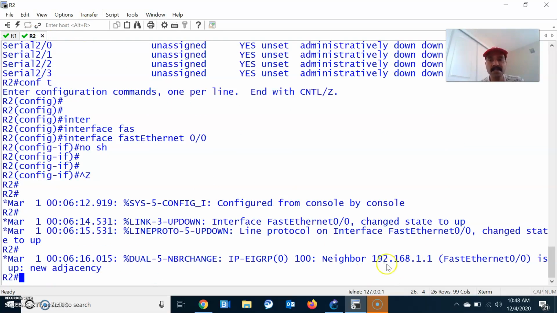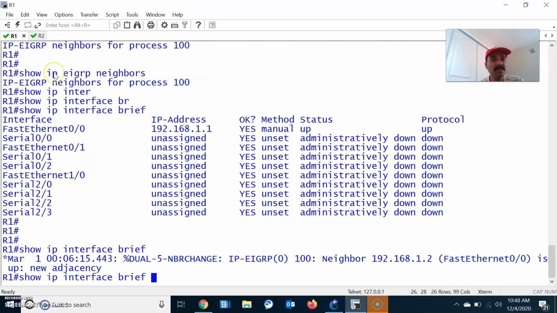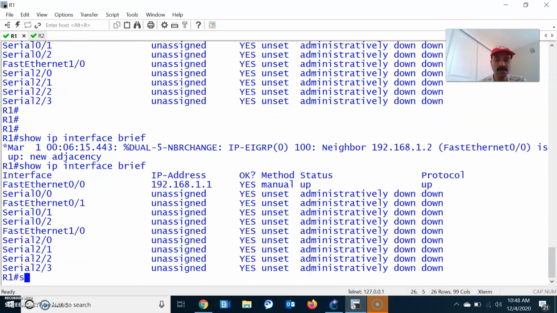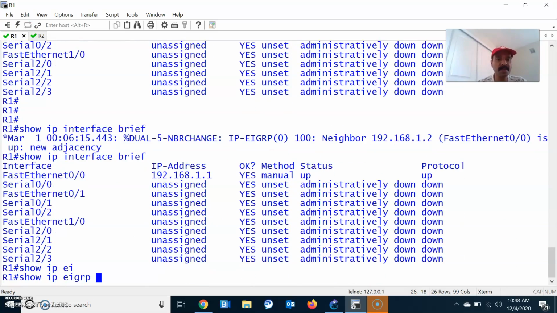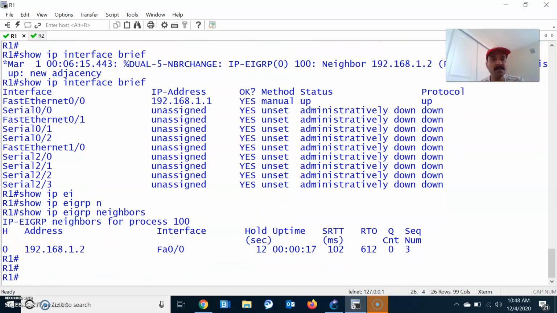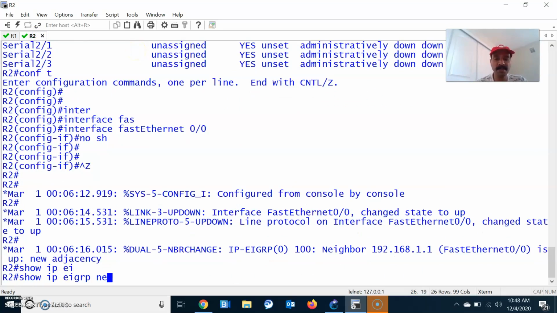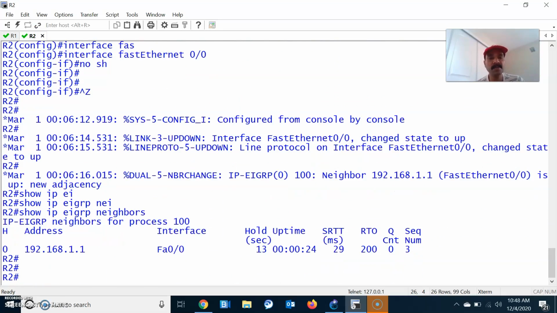Similarly, you are able to see the adjacency here. It is coming up. In case you have a key mismatch, the neighbor relationship will not establish between R1 and R2, right? Now let us check the neighbor relationship. Show ip eigrp neighbor. We are able to see the neighbor relationship. Similarly in R2, show ip eigrp neighbor, right? You are able to establish the neighbor relationship between R1 and R2.